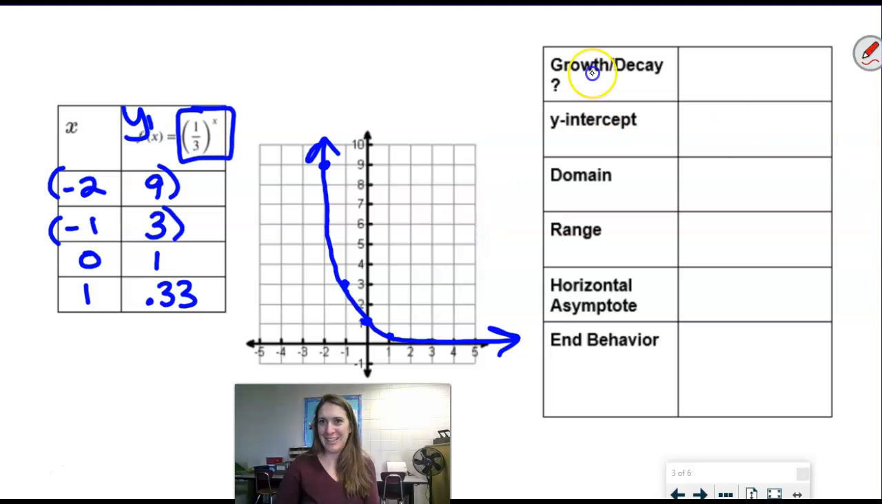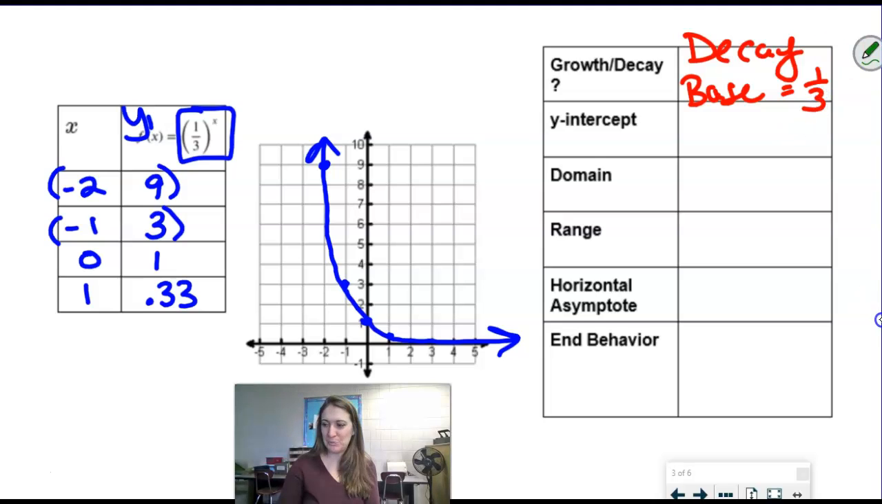Okay, so this is clearly a decay from the picture. But the reason I can tell from the equation that it's a decay is because your base is a 1/3. And by definition, if your base is between a 0 and a 1, you have an exponential decay. The y-intercept is one of the ordered pairs that I chose to plot, where x equals 0. So that would be at 0, 1 again.